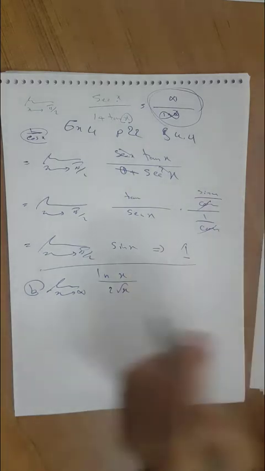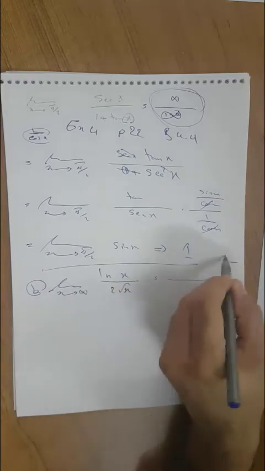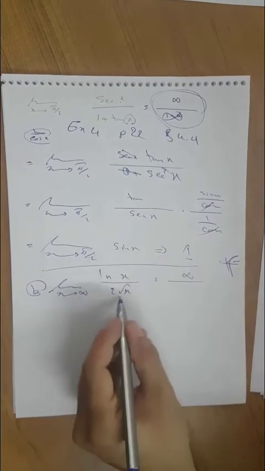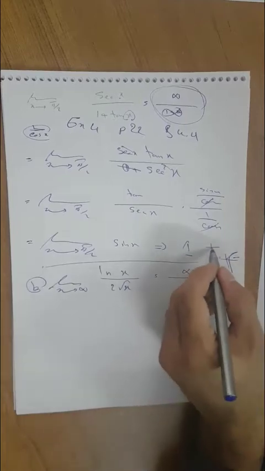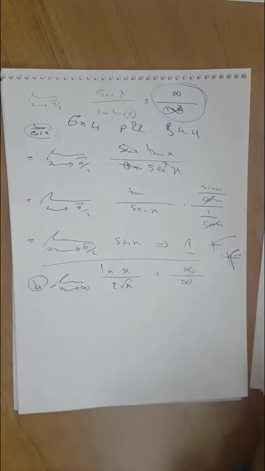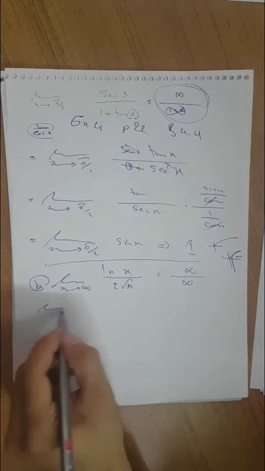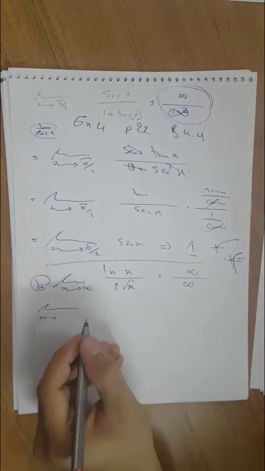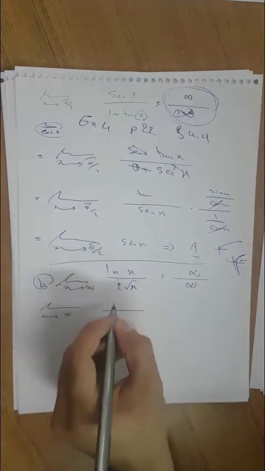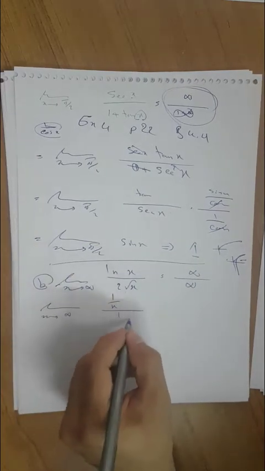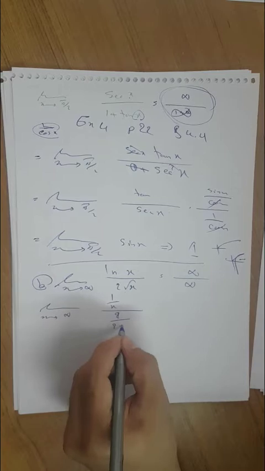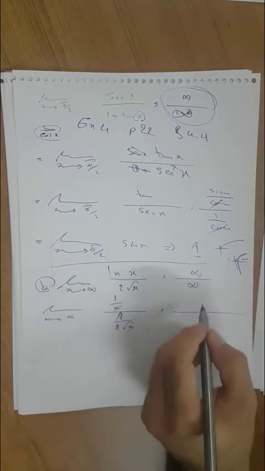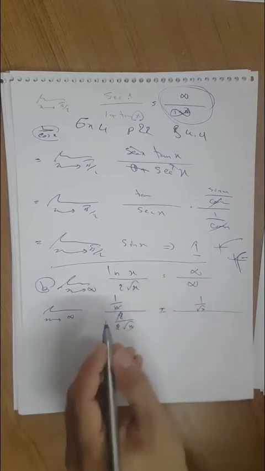In that case, if I put in infinity, you know the value of the ln will be infinity. How about the square root? You know the square root is also going to infinity. So I have infinity over infinity. How about the solution? You can find the derivative. The derivative of ln of x is 1 over x. For the denominator, we have 2 over square root of x, and the 2 will cancel, so it remains 1 over square root of x.